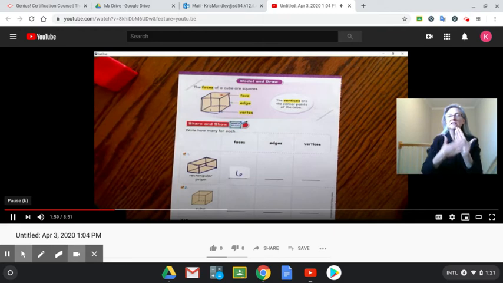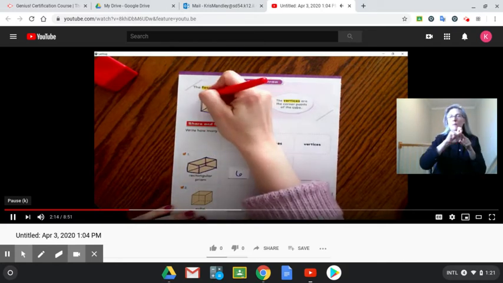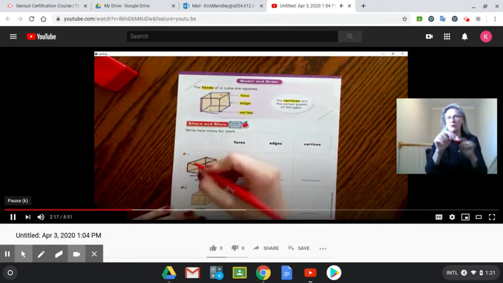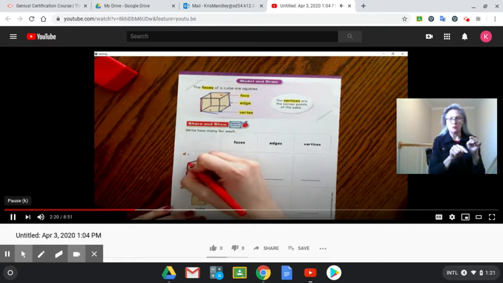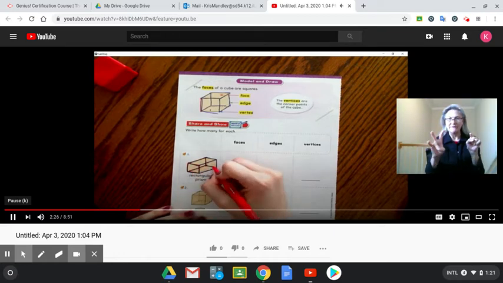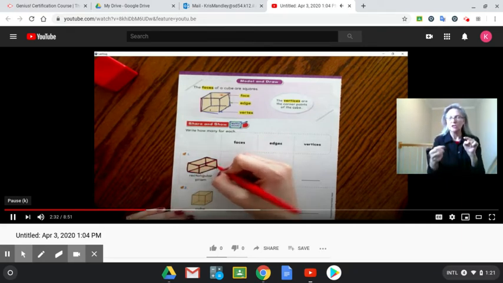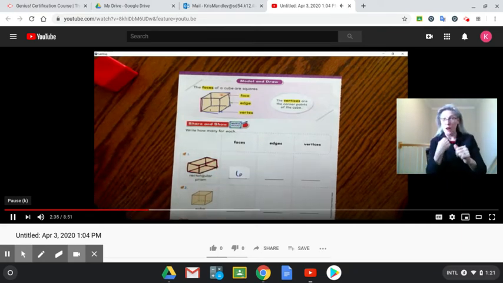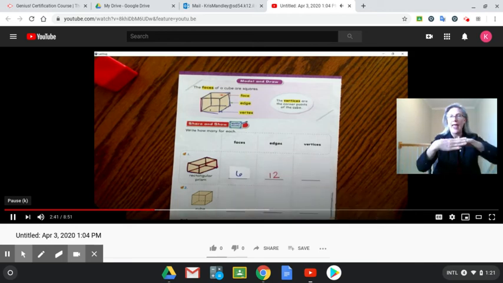Edges can be a little bit trickier, okay? When I have an edge, I have to make sure I'm counting all the lines there. Okay, so let me take a different color out. Remember, an edge is from one point to the next. So if I have 1, 2, 3, 4, 5, 6, 7, 8, 9, 10, 11, and 12. So I went around with my red pen and I drew all the lines counting them. So I have 12 edges.